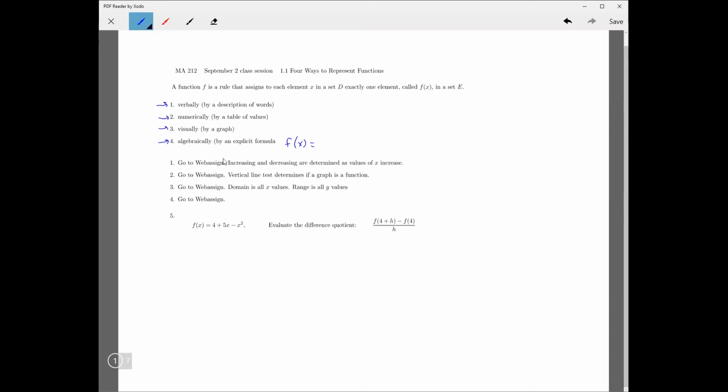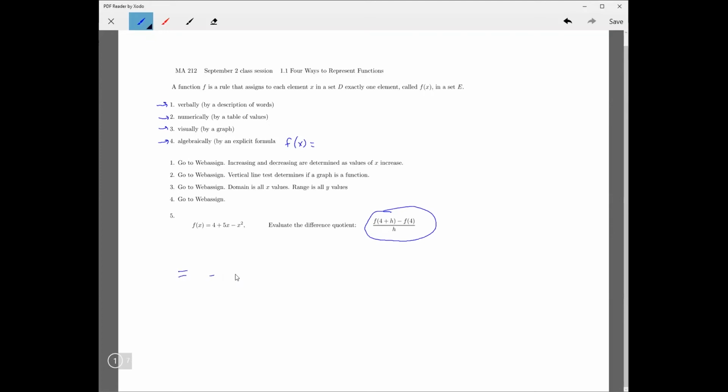Let's see, we did exercises 1 through 4. So number 5 is they give you this function here, and you're supposed to find the difference quotient. This happens a lot in calculus. The difference quotient is the fundamental part of the derivative and of calculating derivatives. So we're supposed to figure out what that is.